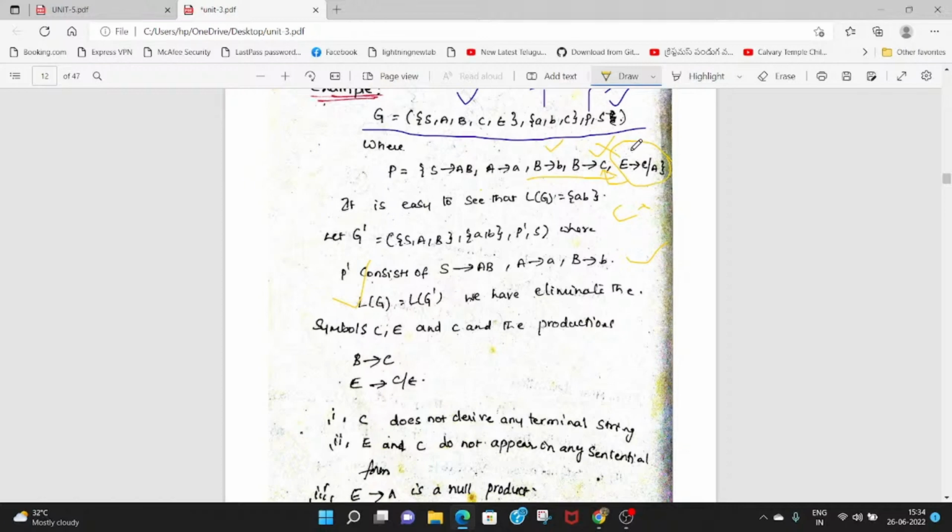Why am I directly eliminating this capital E? Because this capital E is not derived by S or A or B. None of these three variables derives capital E. Because of that reason, I am removing these two productions.